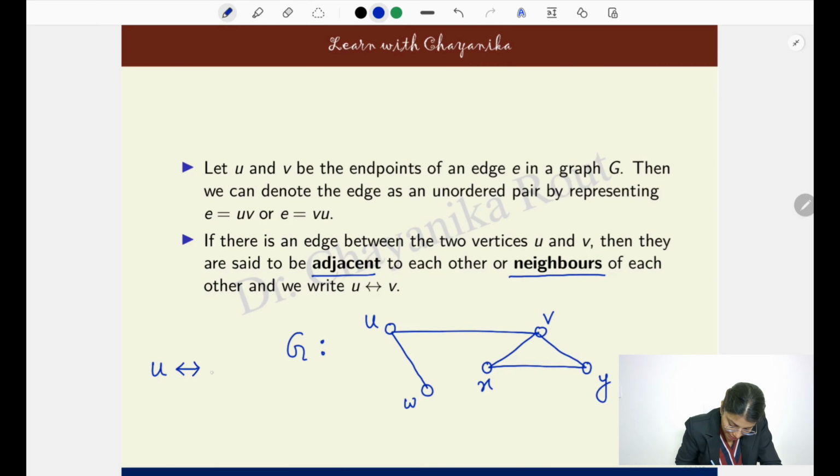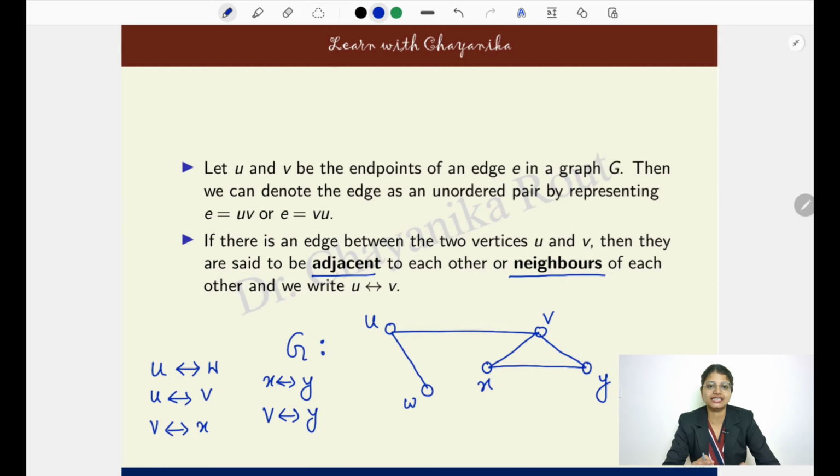So, in that sense, U is adjacent to W, and how do we denote it? We denote it like this. U is adjacent to W, or U and W are neighbors. Same notation we use for both the terms. U is adjacent to V, or U and V are neighbors to each other. Then V is adjacent to X, because between V and X there is a direct edge. X is adjacent to Y. Again, V is adjacent to Y. So, whenever you see a direct edge between two vertices, those two vertices will be called adjacent vertices or neighbors.